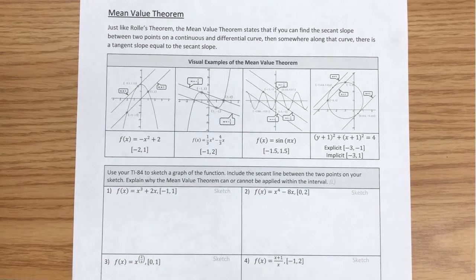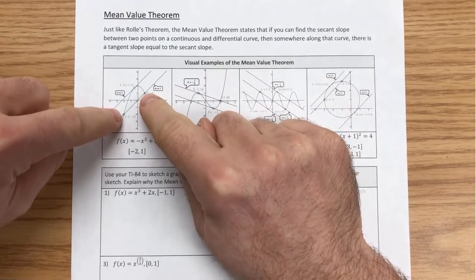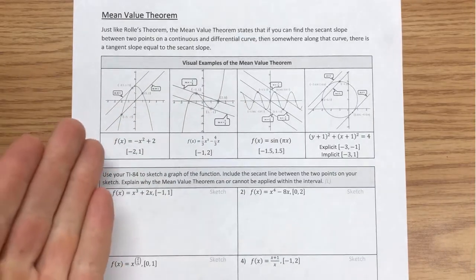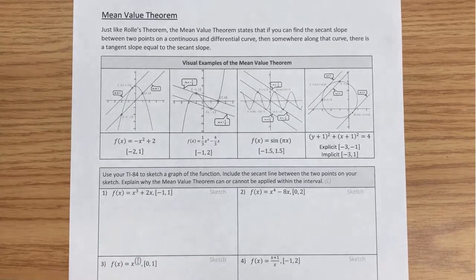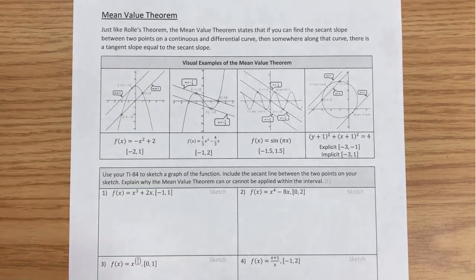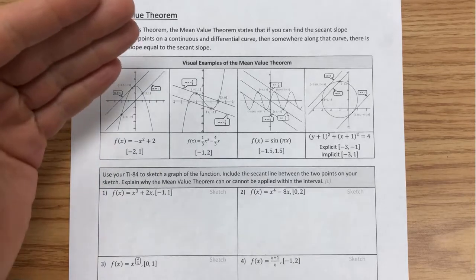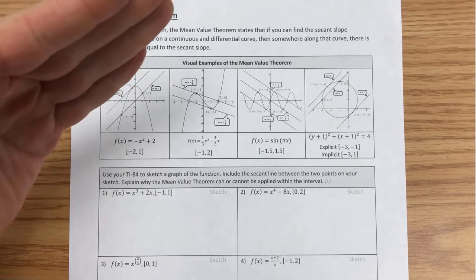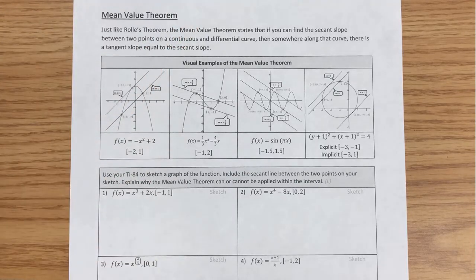So today we're going to be looking at the mean value theorem. And similar to Rolle's theorem, what this states is that if I have two endpoints that create a secant line, and I find the slope between those 2 points, as long as the function is continuous and differentiable, meaning there's no breaks, there's no gaps, and there's no angles, I can find a point along that curve in between those 2 points that has a tangent slope equal to the secant slope.